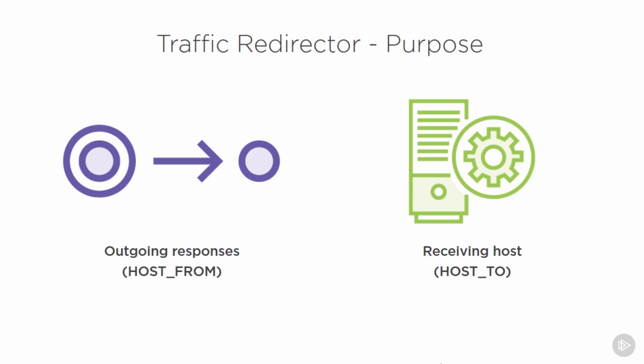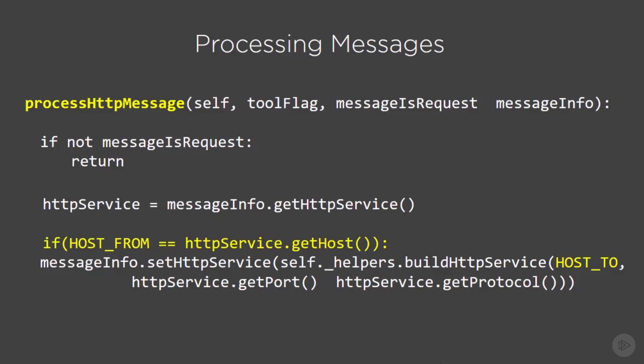Let's say that midstream, the traffic changes from being directed from one staging area to another staging area. This type of extension would allow for that. So if we start taking a look at the details, you'll see that inside of the process HTTP message function, there's a check to see if the host from is equal to the current host to service. If there is a match, then we're going to build a new HTTP service based upon the host to values.